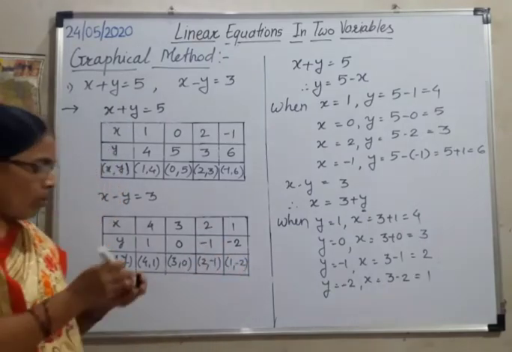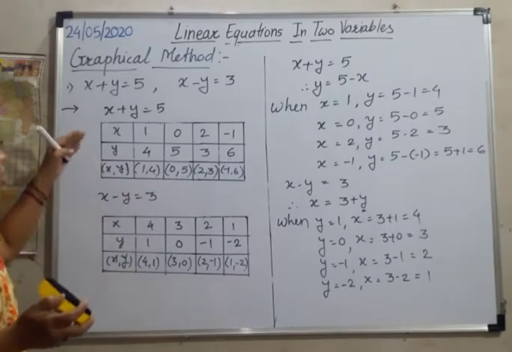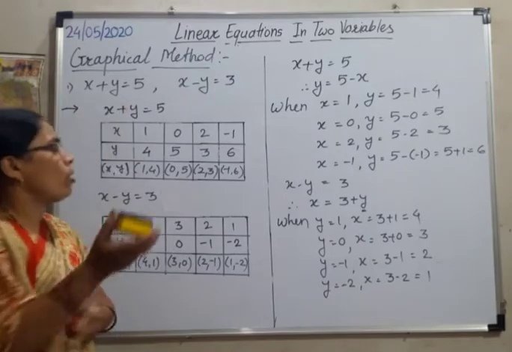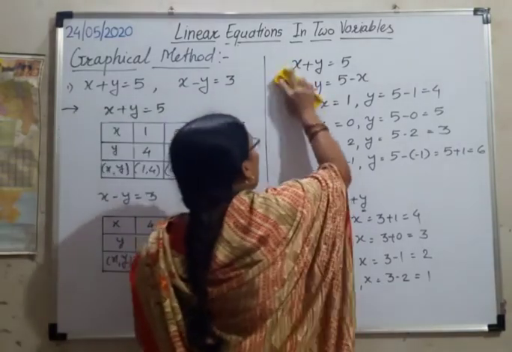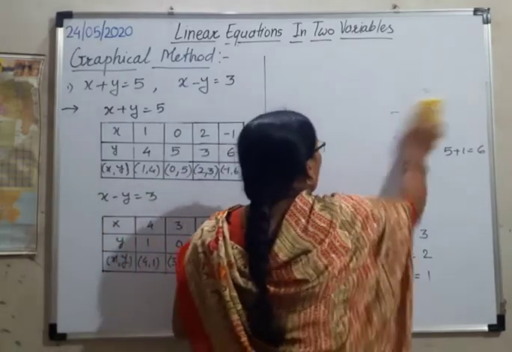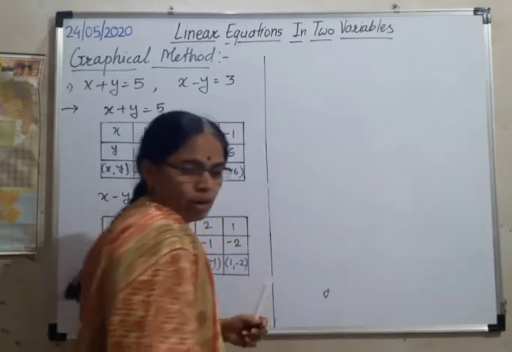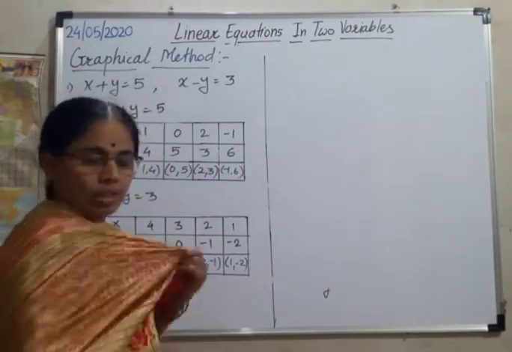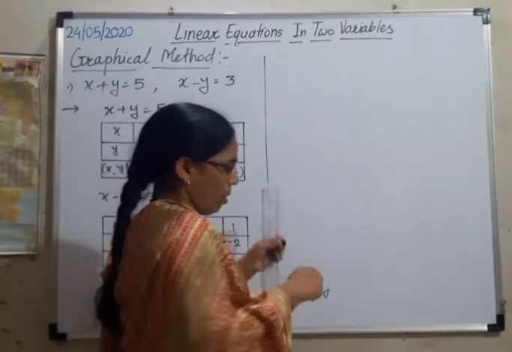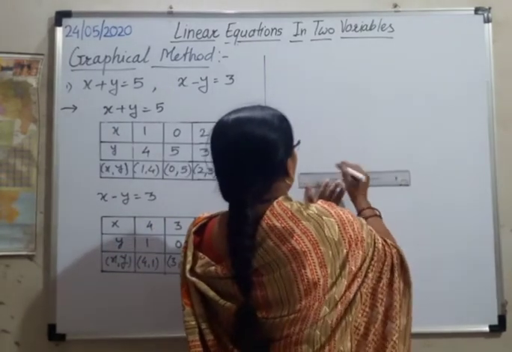Now first we have to plot these points on the graph paper. All four ordered pairs of the first equation we have to plot on the graph paper. As we know, the vertical line is the y-axis and the horizontal line is the x-axis. So we can draw the graph of the equation and find the solution of the equation by the graphical method.